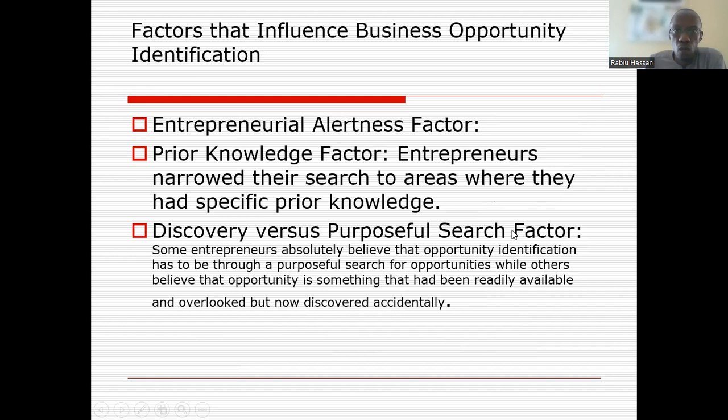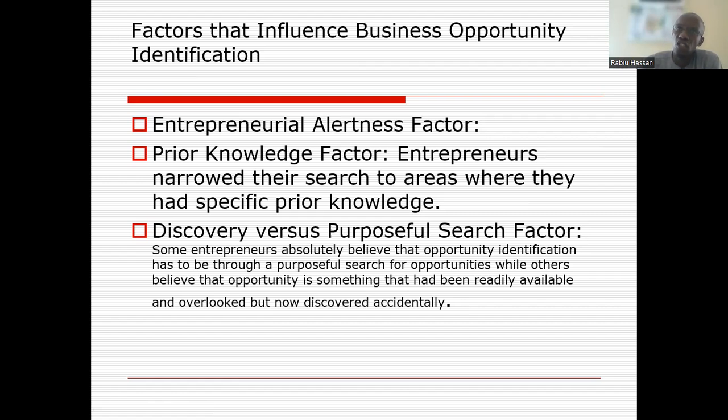So, factors that influence business opportunity identification. There are some factors that will help you to easily discover an opportunity. If you give them considerable attention, they will help you discover an opportunity more easily than somebody who is not mindful about them. The first is the entrepreneurial alertness factor. When you are always on the alert, trying to discover an opportunity, you can discover one more easily than somebody who is not.